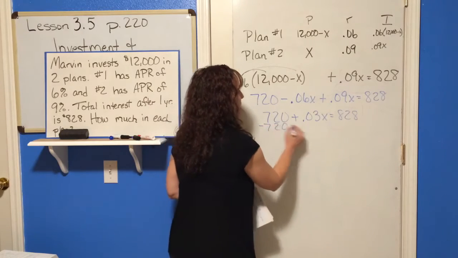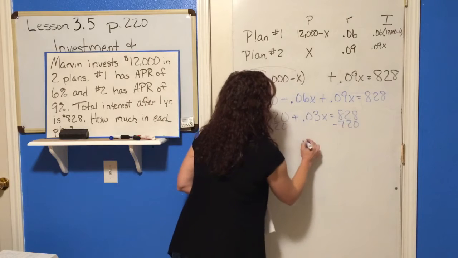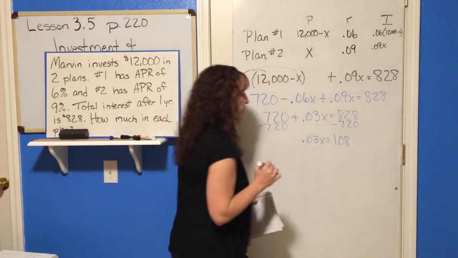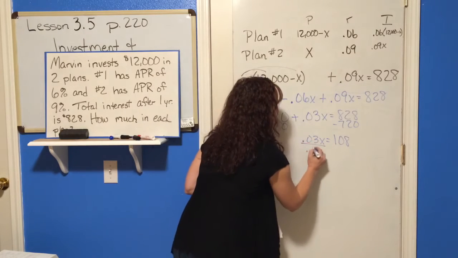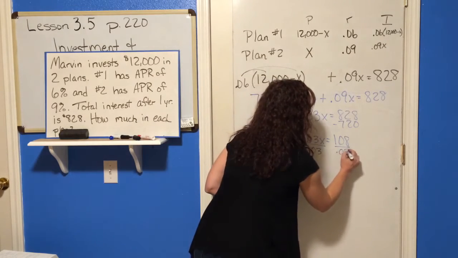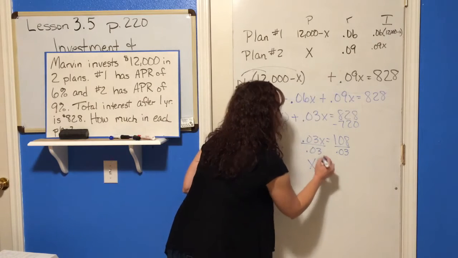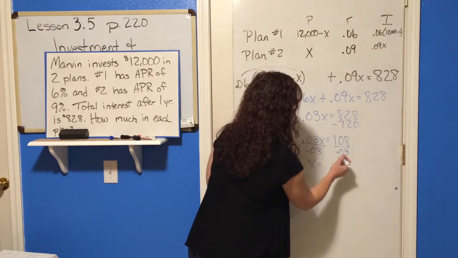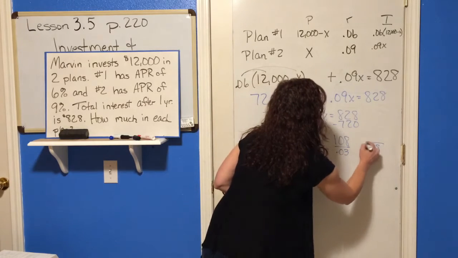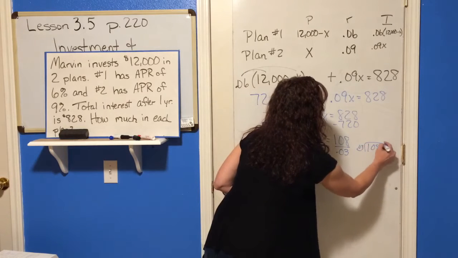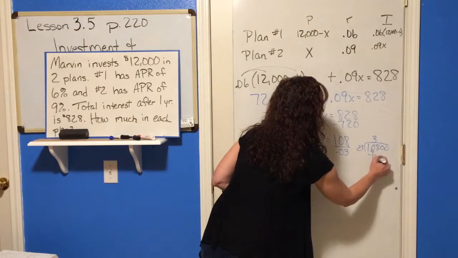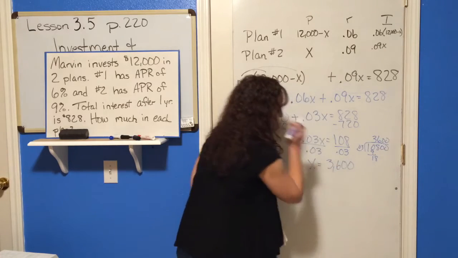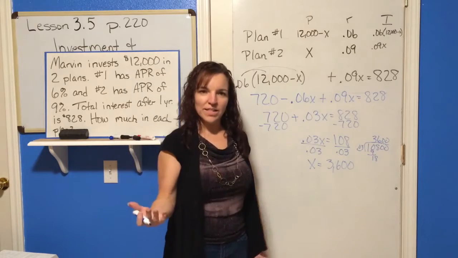Subtract 720 from both sides. 0.03x is going to equal 108. Divide by 0.03, and x is going to equal 108 divided by 0.03, which is 3,600. Once again, we got a solution.